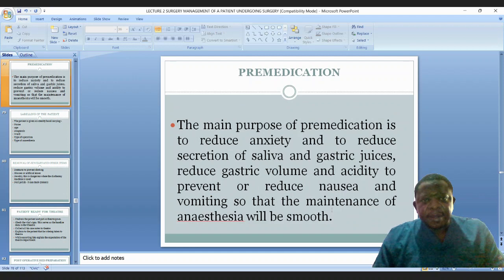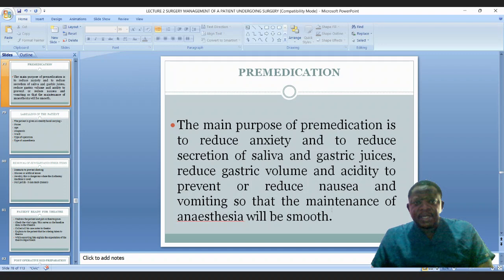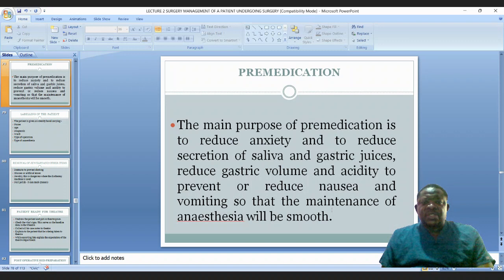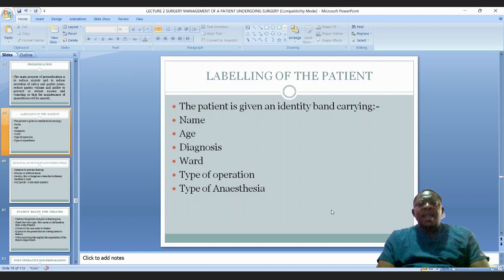Then pre-medication, which was also part of our general pre-op care. Pre-medication is also important in emergency situations in the A, B, C, D. The main purpose of pre-medication is to reduce anxiety, to reduce secretion of saliva and gastric juices, or reduce gastric volume and acidity, to prevent or reduce nausea and vomiting. And when you prevent this, you are preventing infection on the theater table, because when the patient vomits, it may introduce an infection.